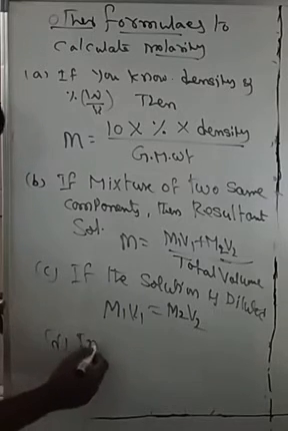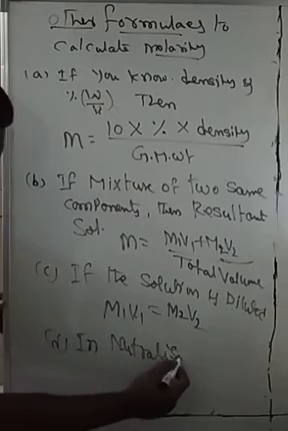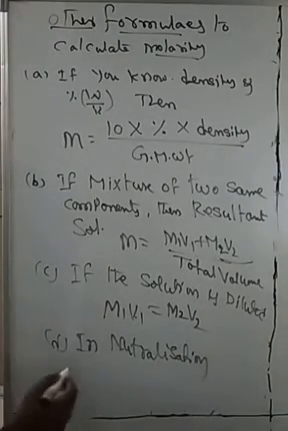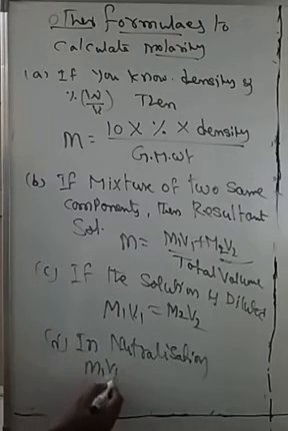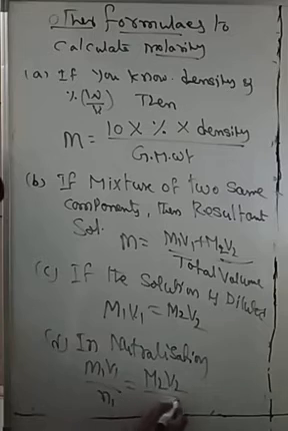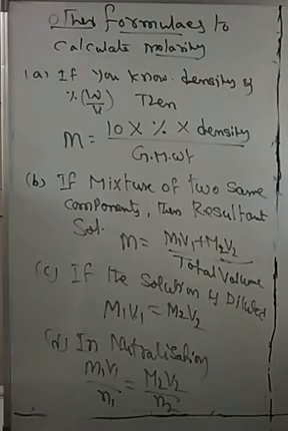In neutralization process, using the formula M1 V1 by N1 is equal to M2 V2 by N2. Neutralization means one component should be acid, another component should be base.